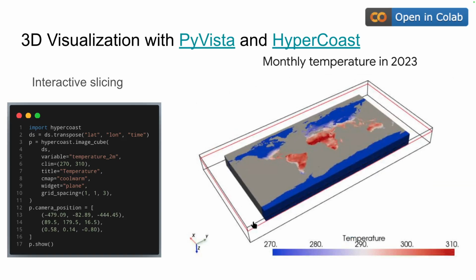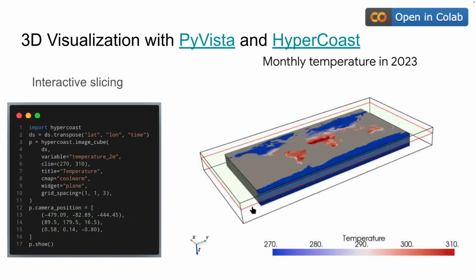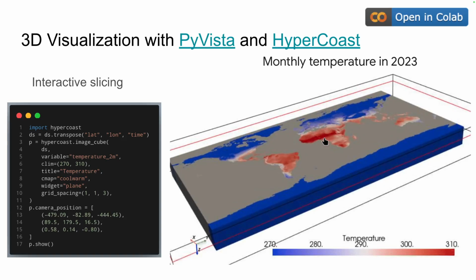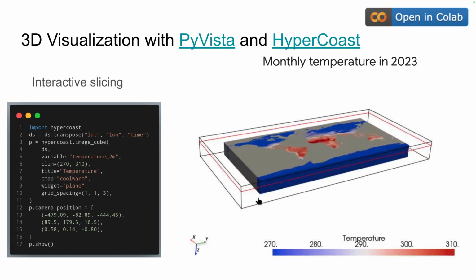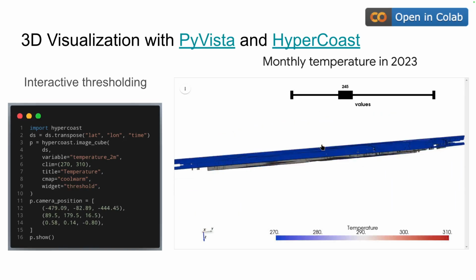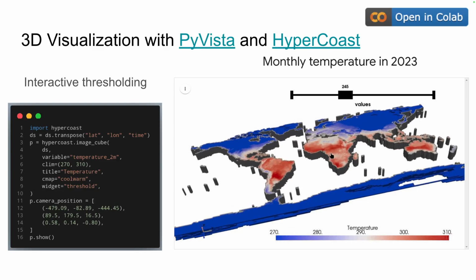And this is built on PyVista, to help you visualize data. You can just slide through, select whatever band you want, or the time period you want, and then visualize that. So it's a better way of visualizing geospatial data. And similarly, you can also do interactive thresholding.